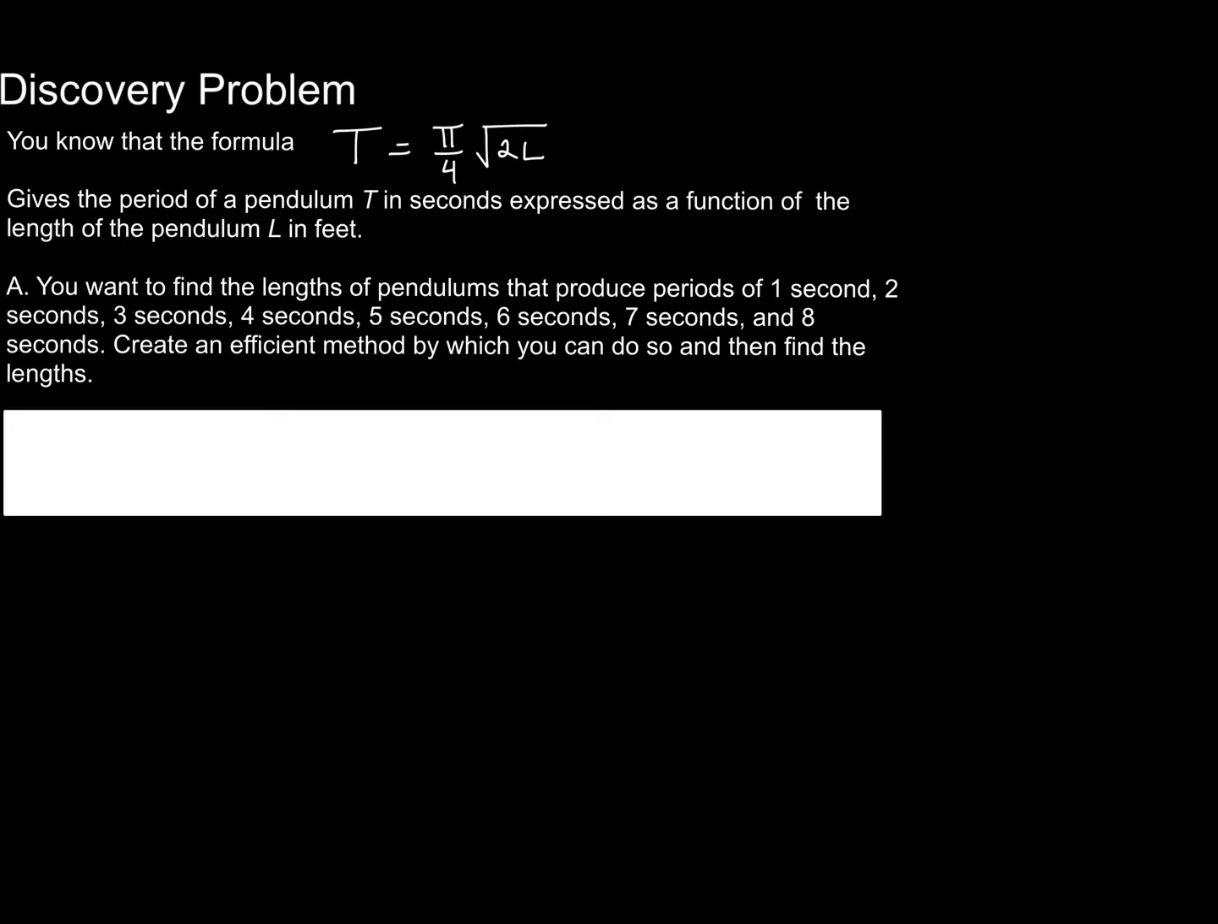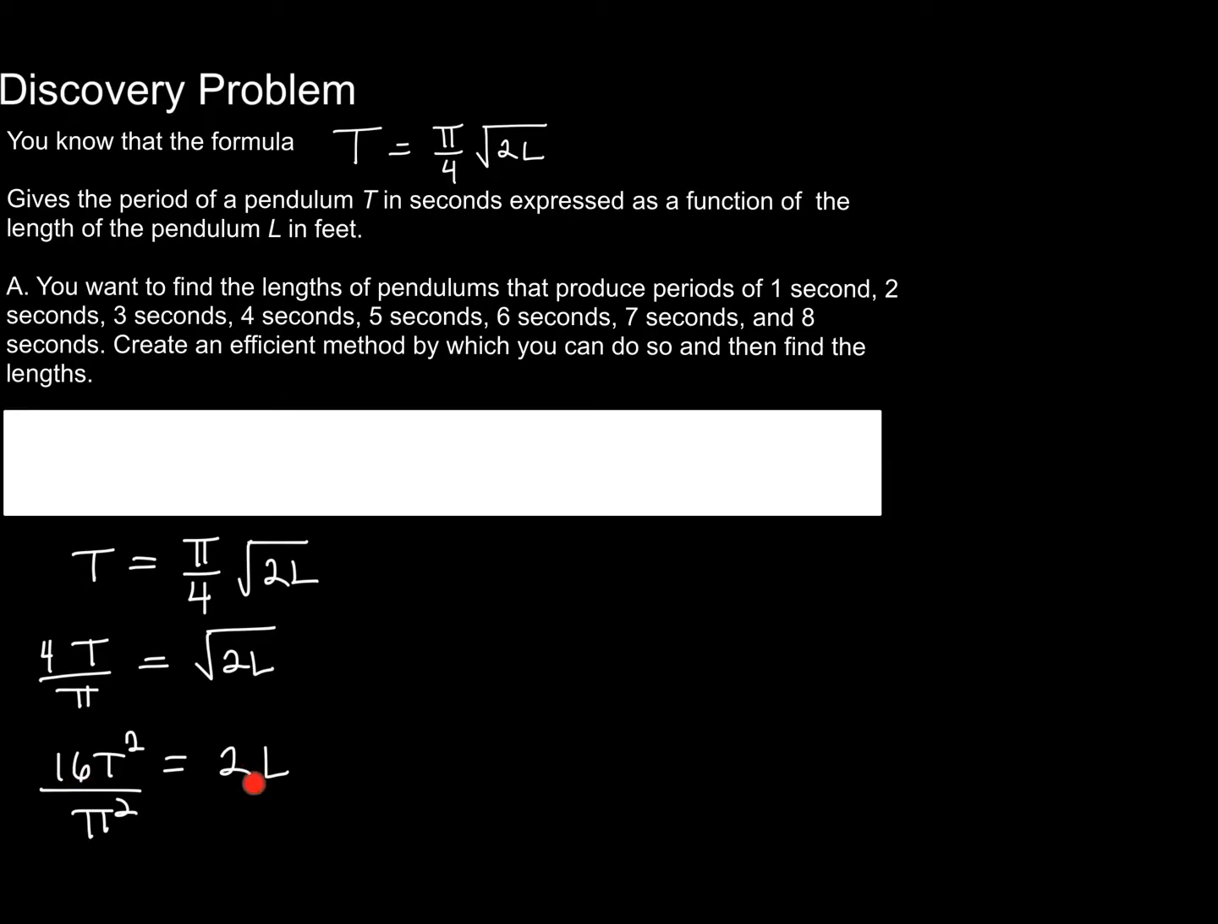And you could, by simply solving for L once and then plugging in all your t values into your new function that gives you L in terms of t. So let's take a look at how that would happen. If I start with t equals pi over 4 times the square root of 2l, and my goal is to end up with an equation for L in terms of t, I'm going to have to multiply by 4 over pi on both sides, giving me this equation. I'm going to then square both sides and divide by 2, or multiply by 1/2.